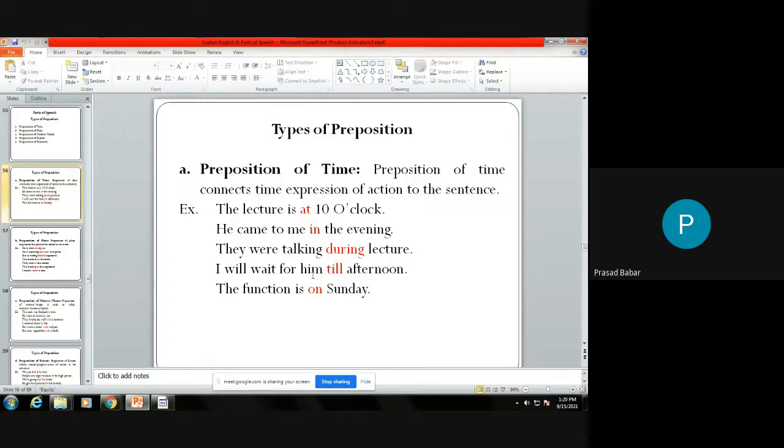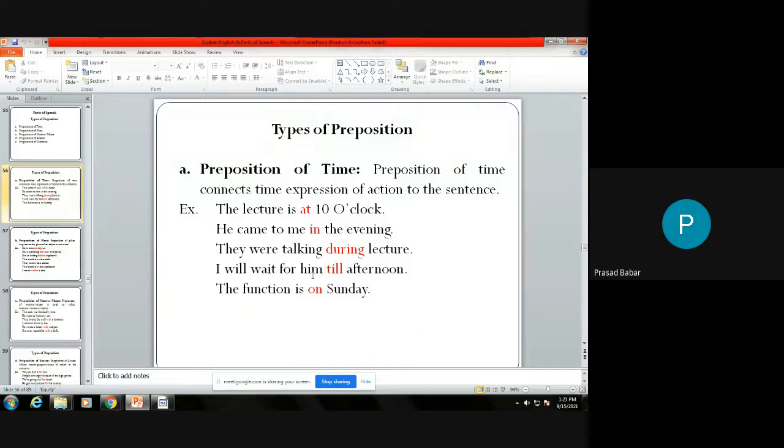Then the examples. Let's see the first example. The lecture is at 10 o'clock. If we say like this, the lecture is 10 o'clock, is it a meaningful sentence? No, it is not. Why? Because it does not have a preposition, or it does not have a proper meaning. That is why prepositions are used to form meaningful sentences. So the lecture is at 10 o'clock.